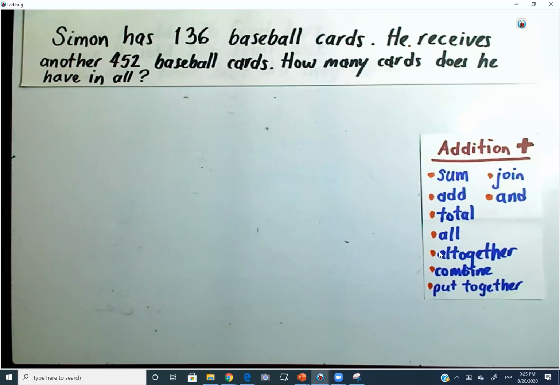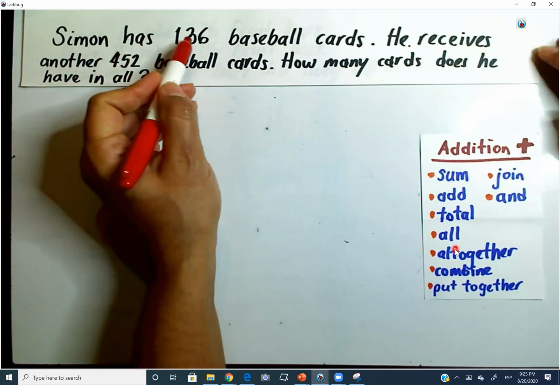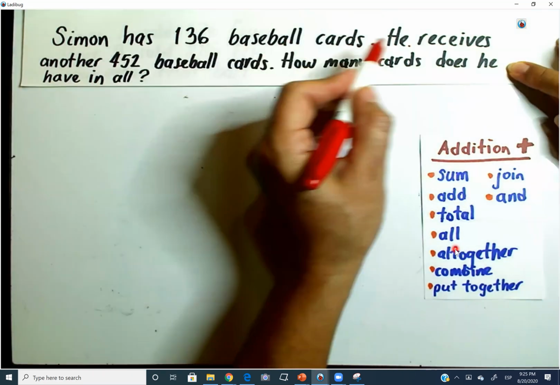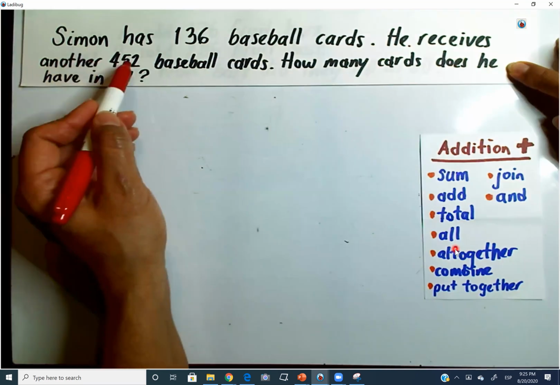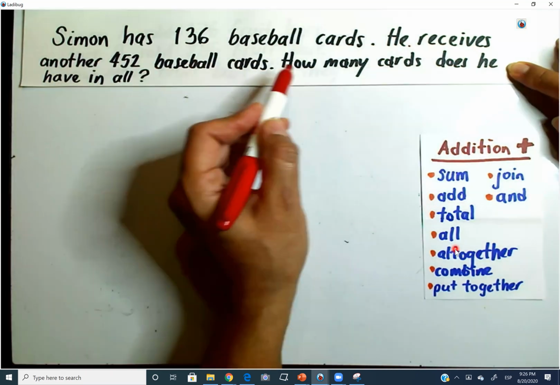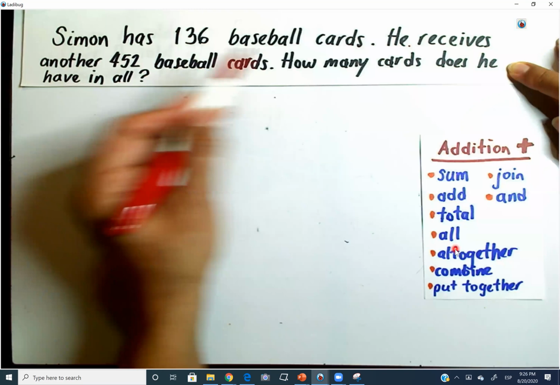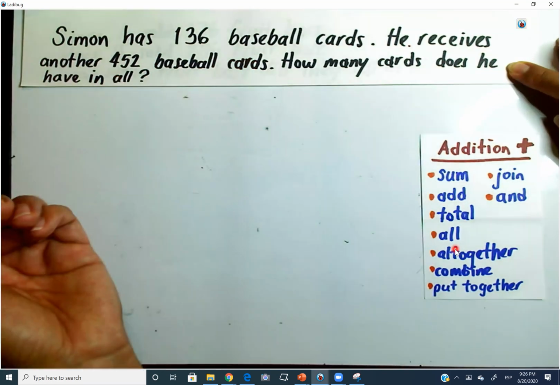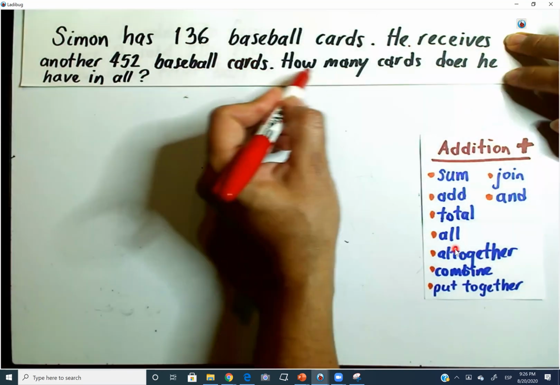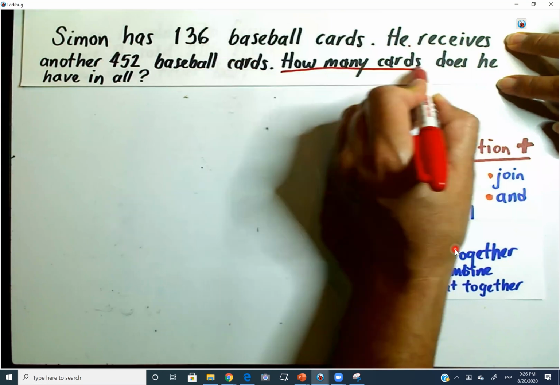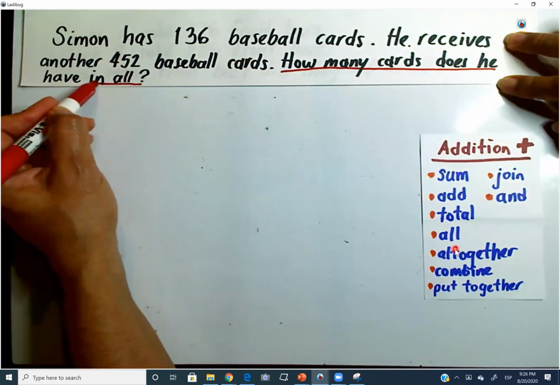Now let's look at the next problem. The next problem says, Simon has 136 baseball cards. He receives another 452 baseball cards. How many cards does he have in all? Now, once we read the problem, remember, we're going to underline the question. How many cards does he have in all?